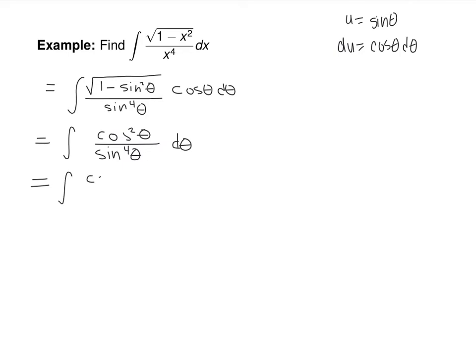So make this into cosine squared theta over sine squared theta times 1 over sine squared theta. Pattern recognition, that's all this is. So we have the integral, cosine over sine is cotangent. 1 over sine is cosecant.